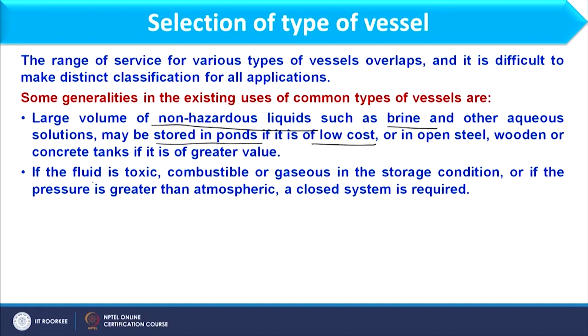So, the next guideline is, if the fluid is toxic, combustible or gaseous, then we need to store such fluid very carefully, and in that condition we usually use a cylindrical vessel with cover. It means we need to use a closed vessel, and you can understand why, because toxic material should not be released to the atmosphere.